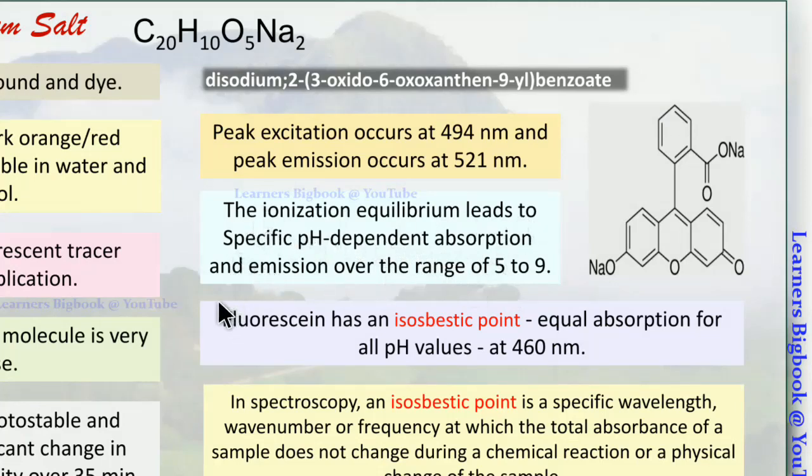Further is, fluorescein has an isosbestic point, equal absorption for all pH values at 460 nanometer.